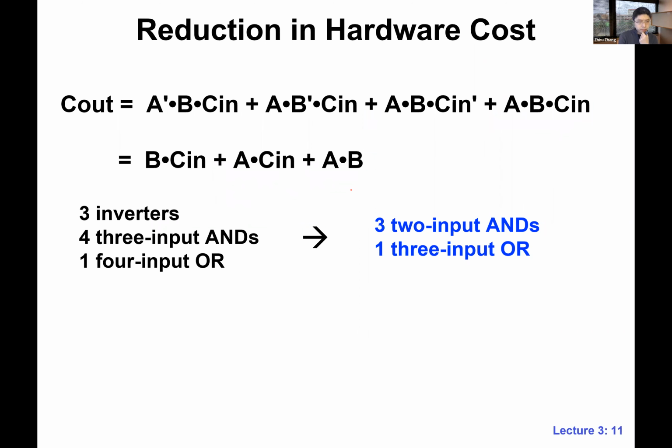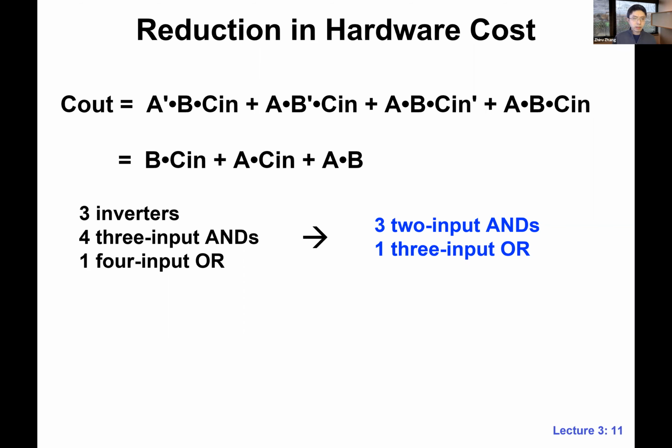Okay, so let's see how much reduction we get. Initially, if you look at the canonical sum, we have these many logic gates. We have 3 inverters, 3 input NAND, 3 input AND, and 1 4 input OR. And after that, we end up with a simpler 2-level logic. So we only have a 2 input NAND.